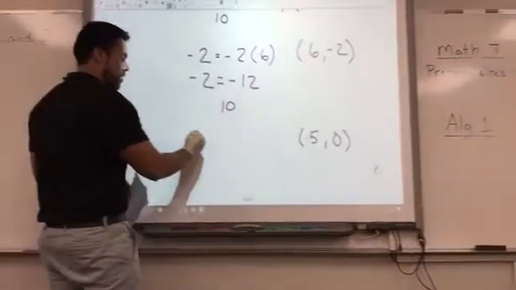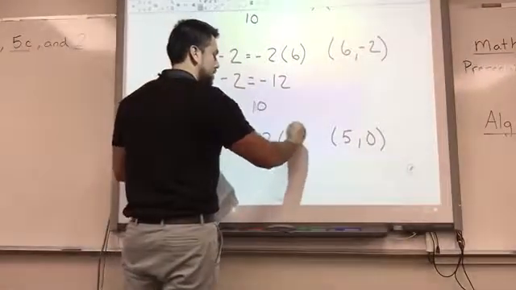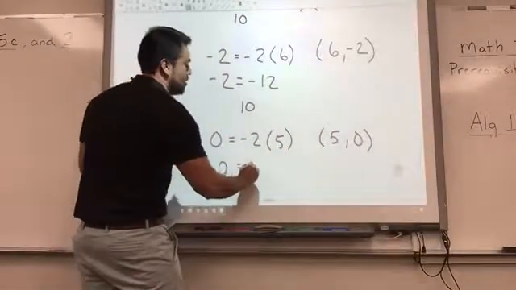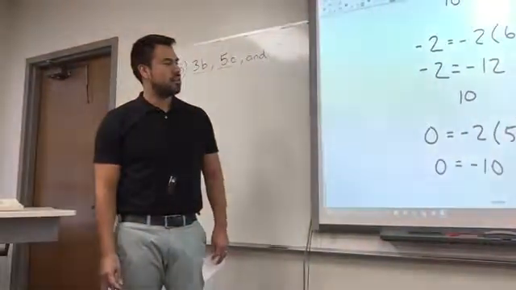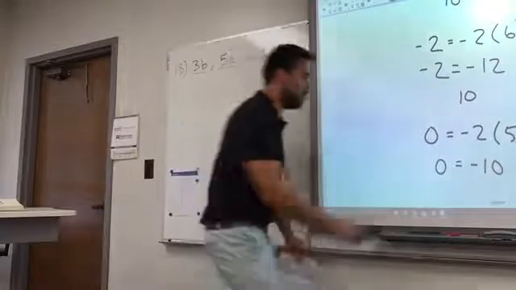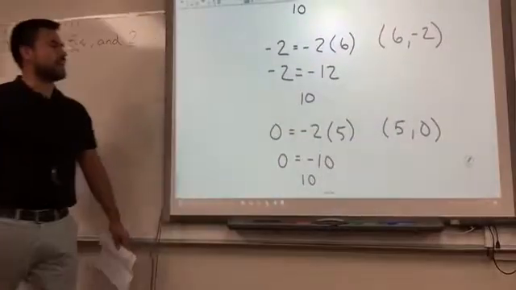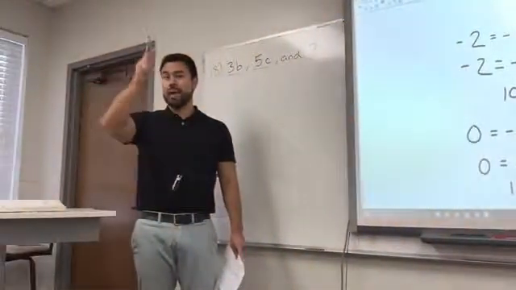Okay, ready? 0 equals negative 2 times 5. 0 equals... Oh, come on, Jenna. Are you just playing a joke? You got my hopes up. It's off by 10 again. You know what? Bingo. There's a pattern within the pattern.